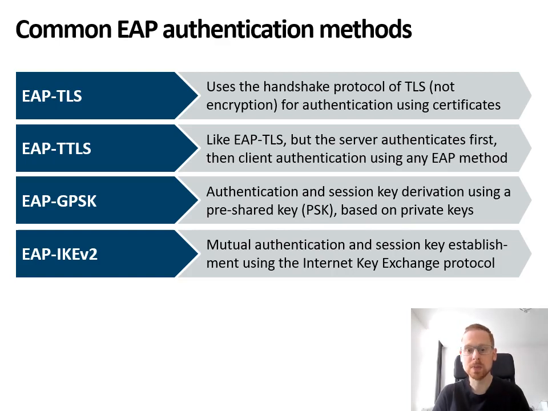EAP TTLS is similar, except here it's assumed only the server has a public key certificate available. The server will send the certificate, the client will use it to generate a master key and securely send it towards the server, and after that another EAP authentication method will be used to authenticate the client to the server. In GPSK, pre-shared keys are used for mutual authentication. So using this pre-shared key, private session keys are derived and symmetric encryption is used to authenticate client and server. Finally, in the last method, EAP IKE version 2 is based on Internet Key Exchange, which is part of the IPsec protocol suite, which I will talk about in a later video of this lecture.